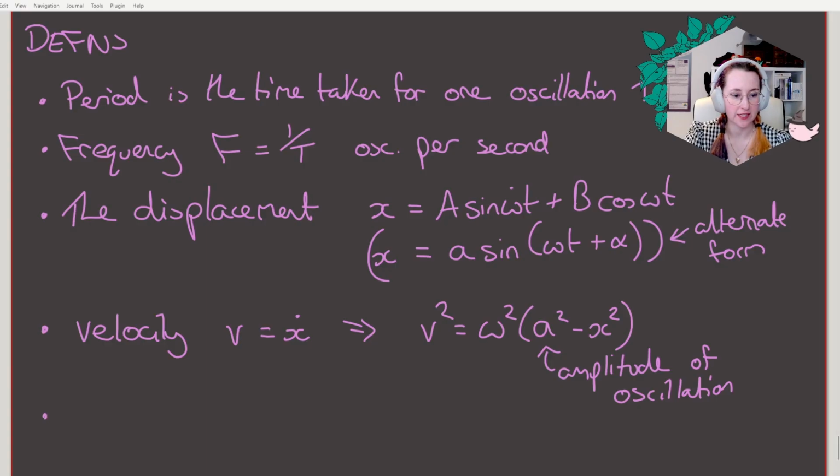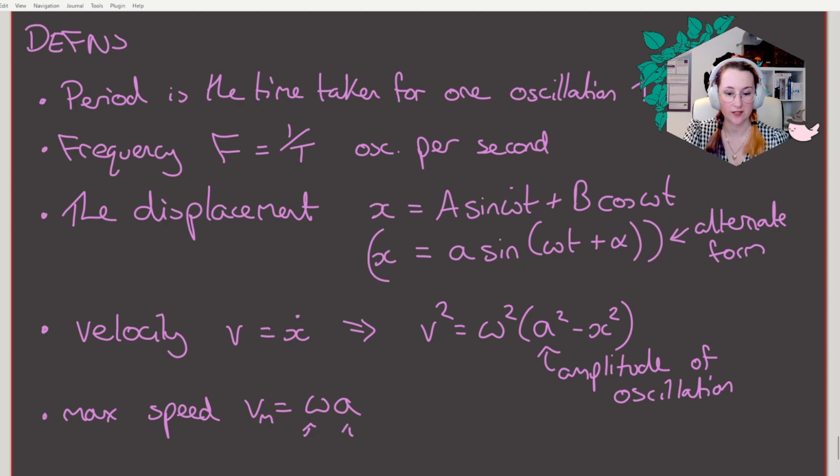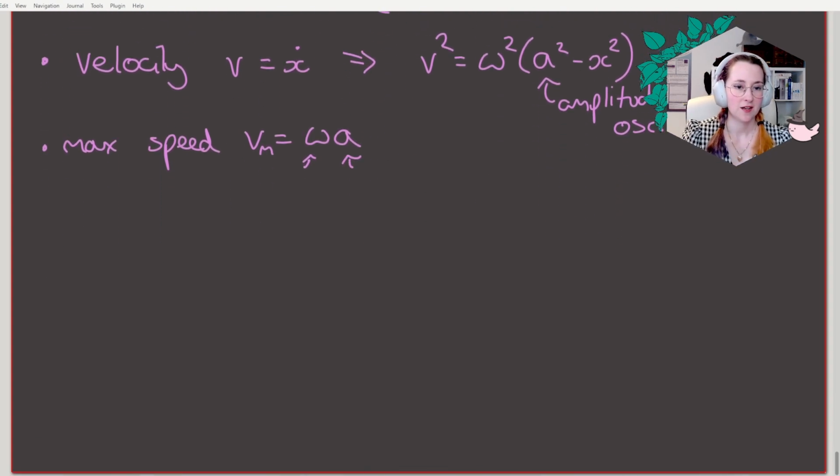More usefully is your max speed. So you get v max is omega a: the constant of proportionality square rooted, times the amplitude. If you think about something swinging back and forth, say a pendulum, let's say it's swinging here.